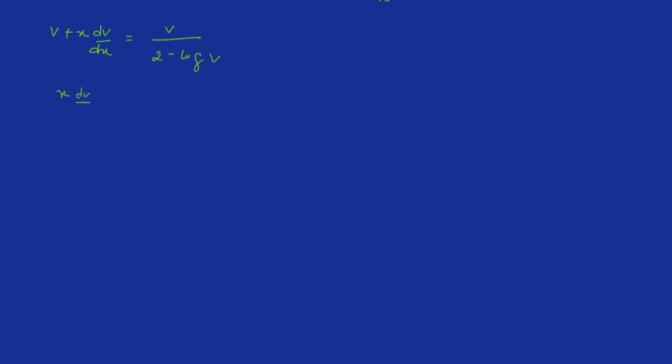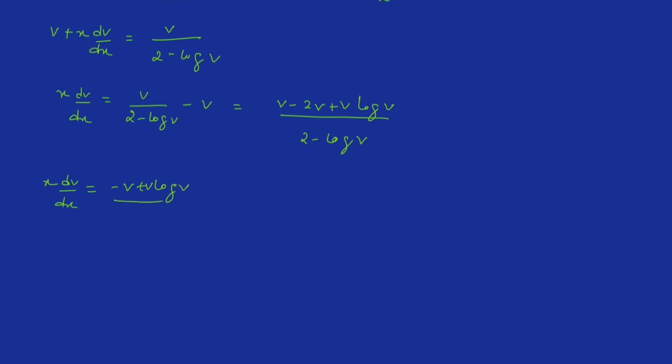So x dv/dx equals v upon 2 minus log v, minus v. After cross multiplying, we get v minus 2v plus v log v upon 2 minus log v. So x dv/dx equals (minus v plus v log v) divided by (2 minus log v).